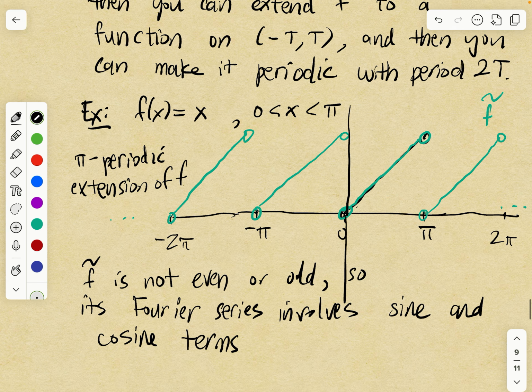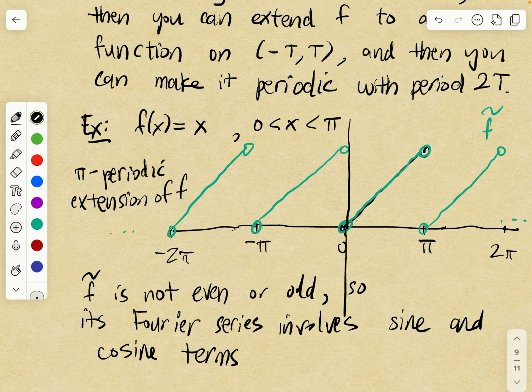If you looked at the Fourier series of this function, this function here, f tilde, is also an extension of f, but when you look at the Fourier series of this, it's going to involve sine and cosine terms, because this f tilde is neither even nor odd. Now, when you take your Fourier series of f tilde and look only at x between 0 and pi, you're going to get a series expansion of x.